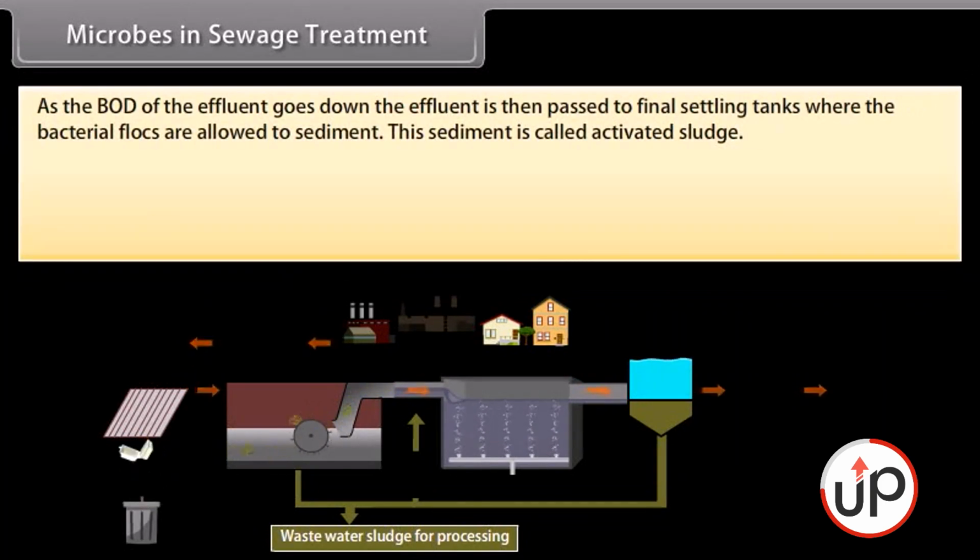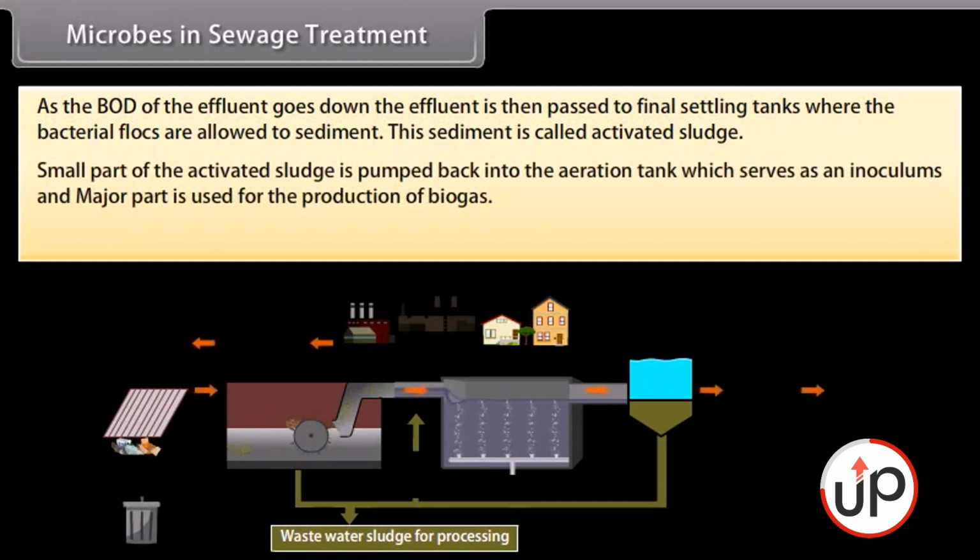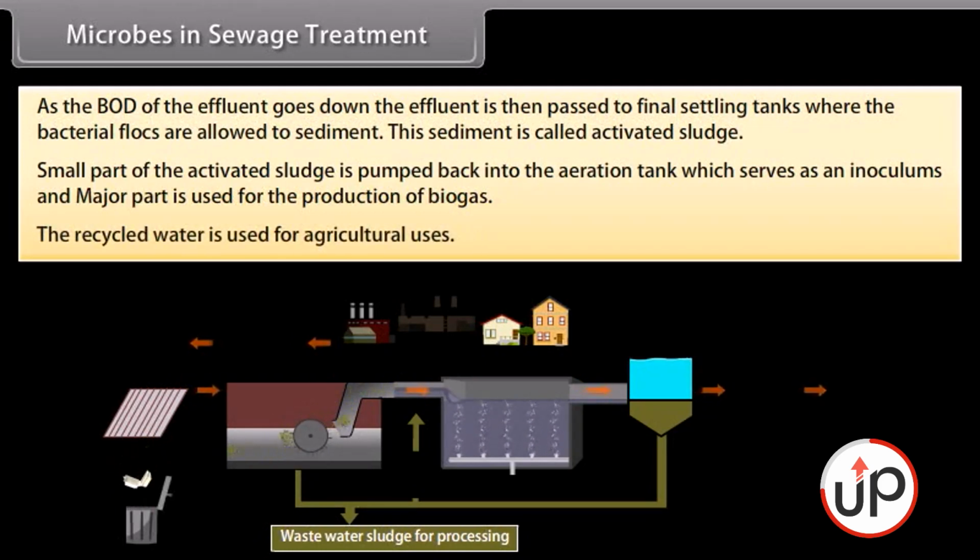As the BOD of the effluent goes down, the effluent is then passed to final settling tanks where the bacterial flocks are allowed to sediment. This sediment is called activated sludge. A small part of the activated sludge is pumped back into the aeration tank, which serves as an inoculum, and the major part is used for production of biogas. The recycled water is used for agricultural uses.